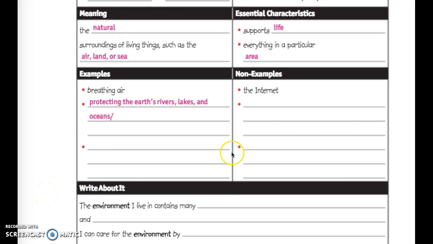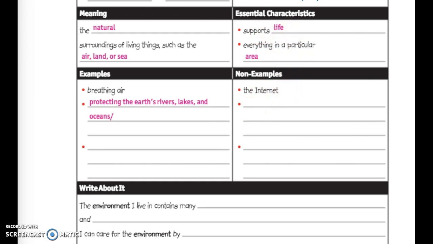So now that we have the examples here, let's go ahead and look at non-examples. A good non-example is the internet. The internet doesn't support life. No matter how much you may argue it, I can't live without the internet. People lived without the internet long before you came around and needed the internet. People have never lived without breathing air. Got it? Internet is non-essential. It doesn't support life. Therefore, you don't really need it.